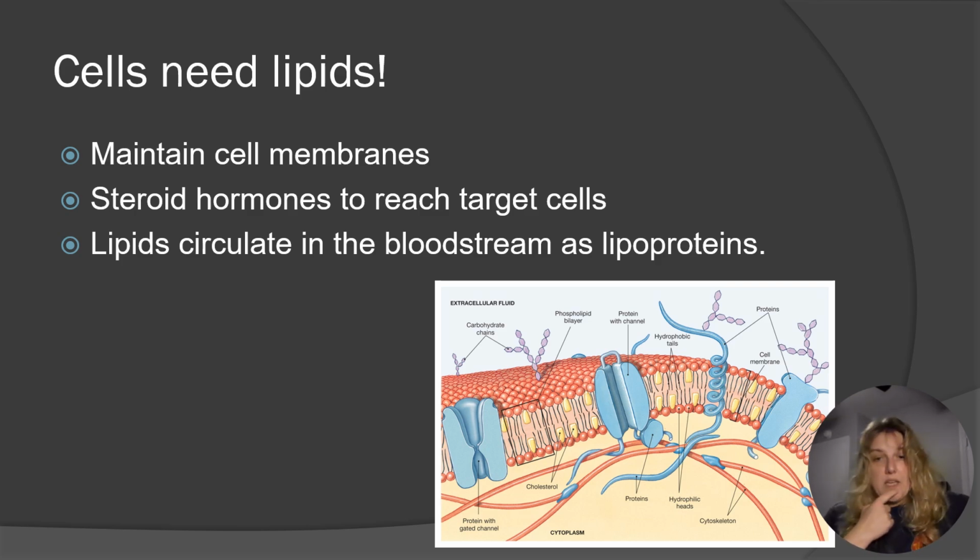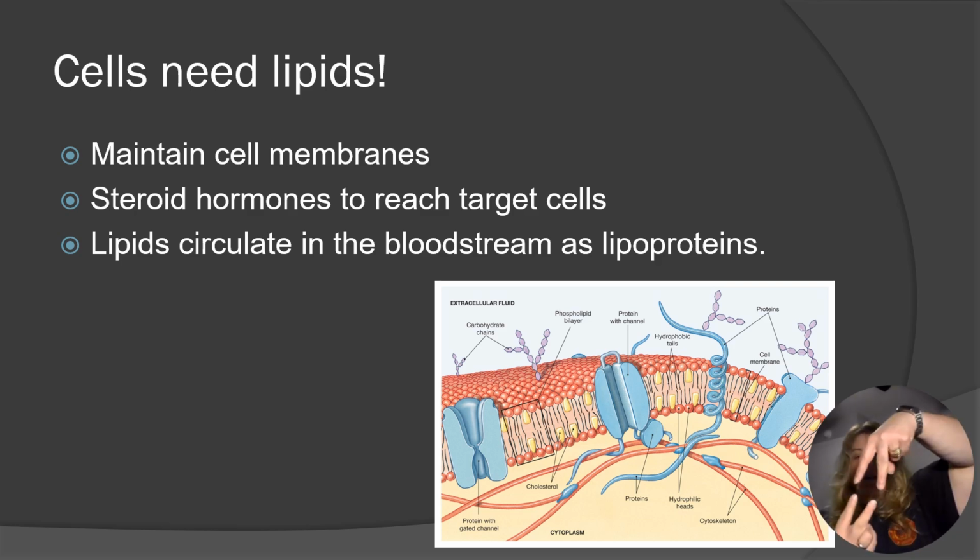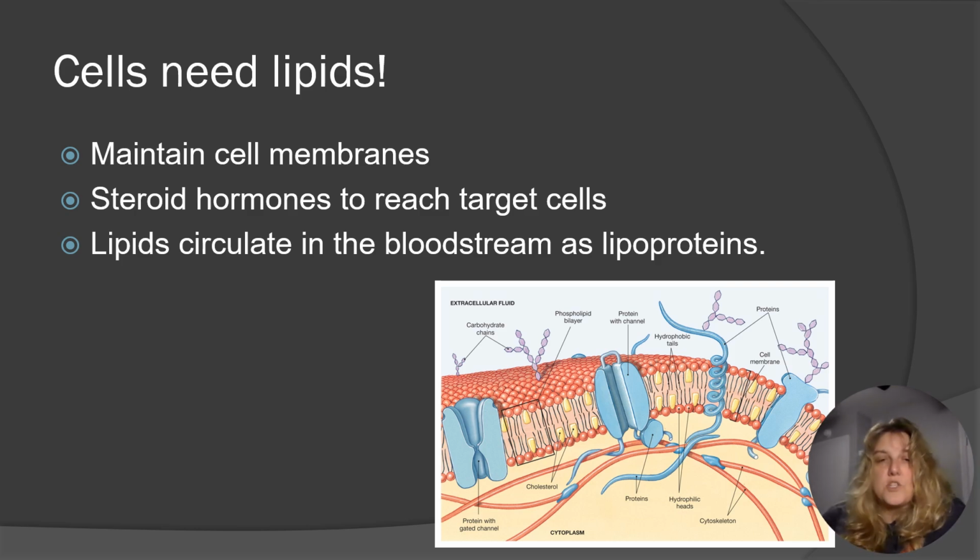But here's the key. Your cells actually need lipids. There are parts of your body that need to have those fats or fatty acids. Your cell needs that lipid in order to maintain the cell membrane, because remember, it has the phosphate group, but then it has the diglycerides, those little fatty acid tails. And your steroid hormones need fats in order to reach those target cells. Your lipids circulate in the bloodstream as lipoproteins. You cannot go without your fats.